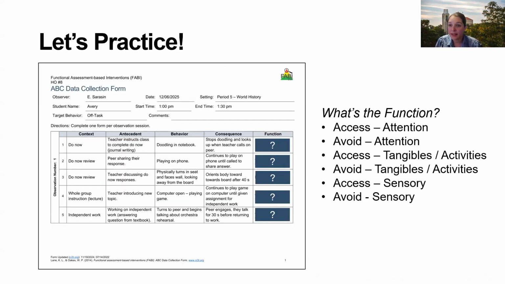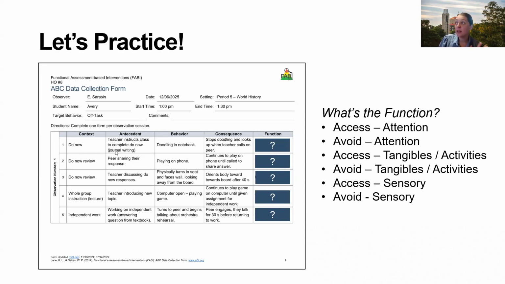We're now going to do a little bit of practice together. So get your chat open and ready. I'm going to read each row across. And then in the chat, you're going to type in what you think the function is. So remember, those functions are positive reinforcement: access attention, activities, tangible, sensory; or negative reinforcement: avoid attention, tangibles, activities, sensory. So in this first one, it's during the do now.